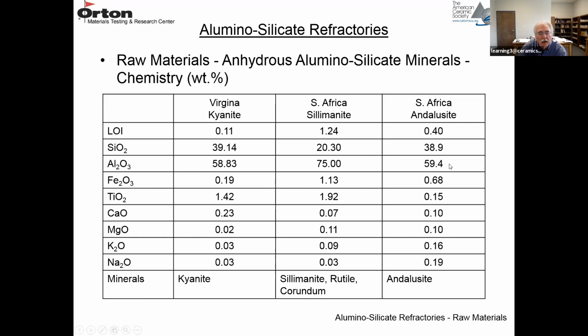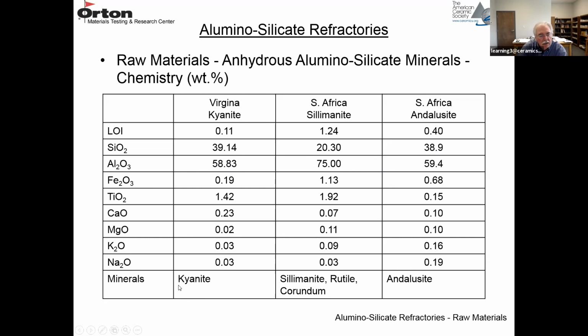about 59%. And all of these minerals are going to have the same type of impurities: an iron oxide, a titanium oxide, calcium and magnesium oxides, and the alkalis, sodium and potassium.